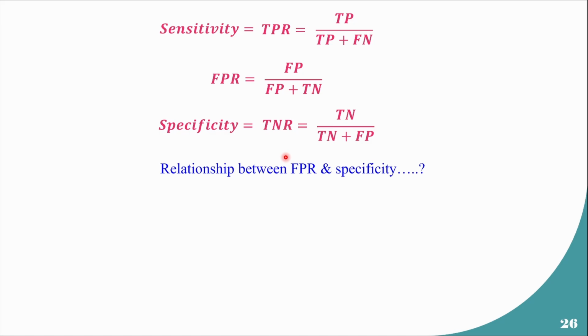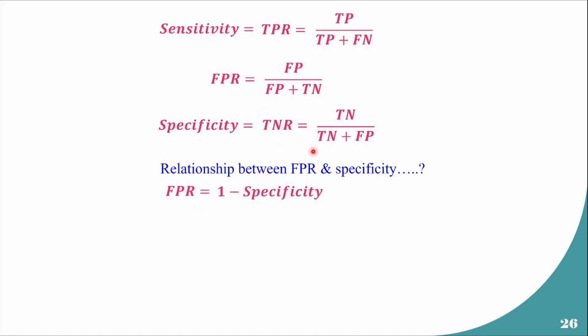If you carefully notice, both of them seem to have the same denominator, right? This bottom part. So yeah, I see one answer in the chat: it is 1 minus true negative rate. So you can write it like this. False positive rate will be equal to 1 minus specificity, otherwise 1 minus true negative rate.